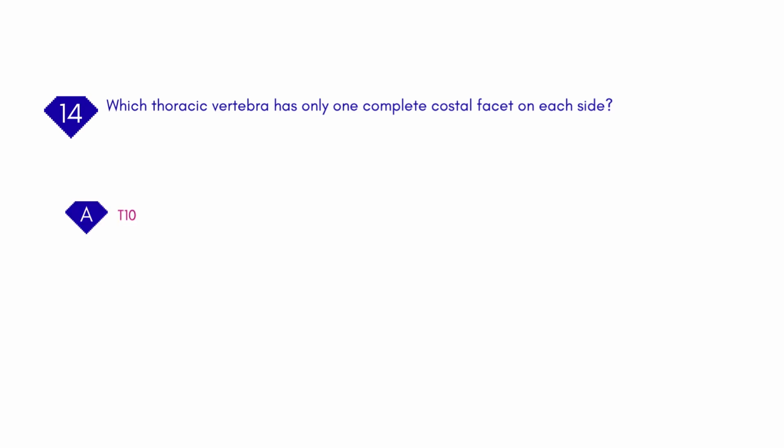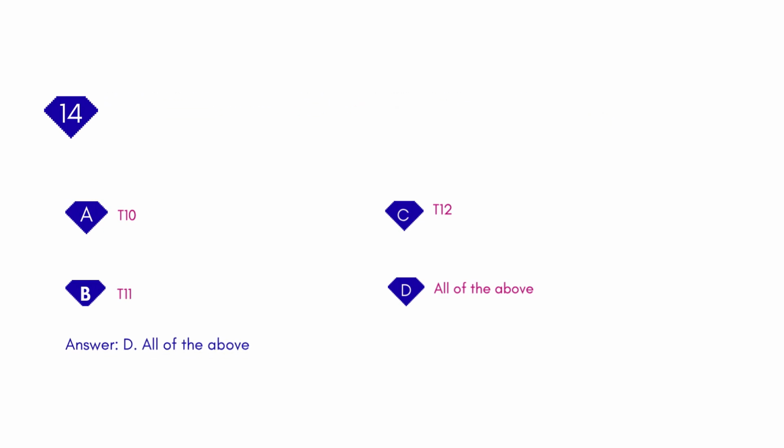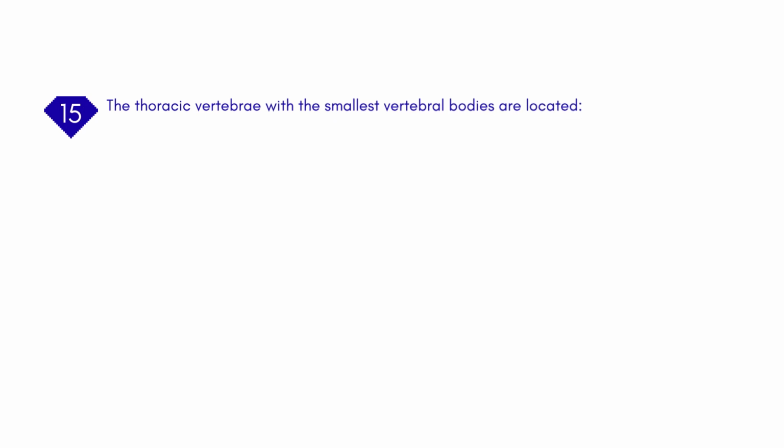A. T10. B. T11. C. T12. D. All of the above. Answer: D. All of the above. The thoracic vertebrae with the smallest vertebral bodies are located: A.